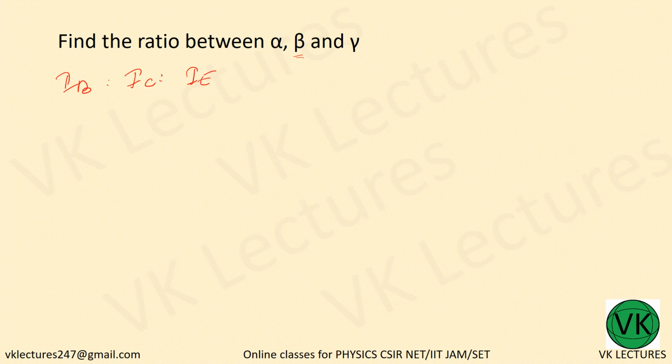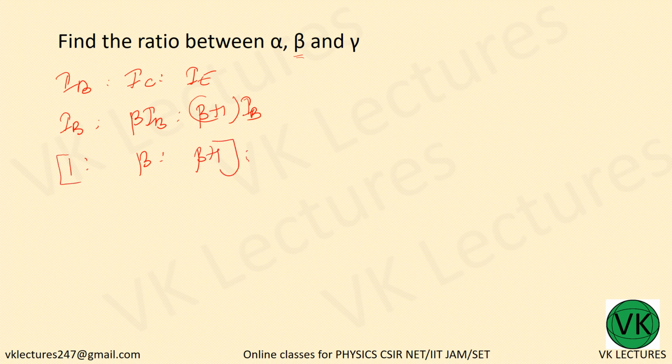So this is an increasing order of the current. So IB, we will write it as IB. So what is IC? Beta IB. And what is IE? Beta plus 1 IB. So in terms of beta, we can write 1 is to beta plus 1. So this is one ratio.